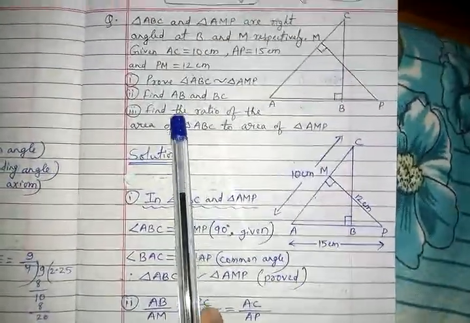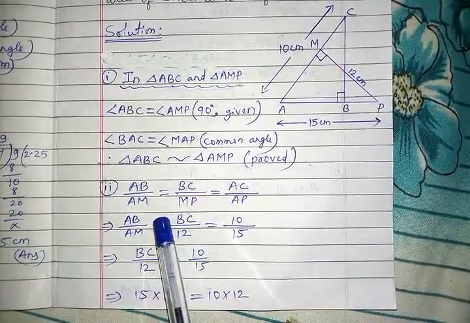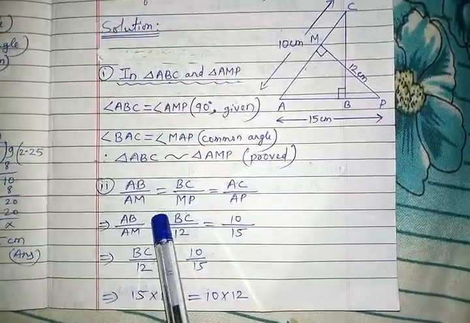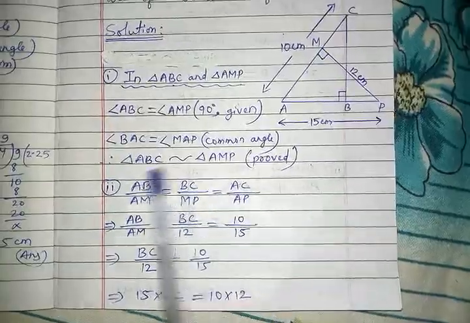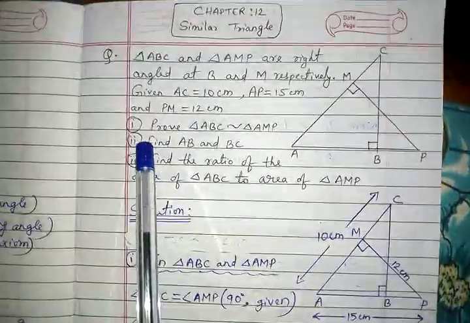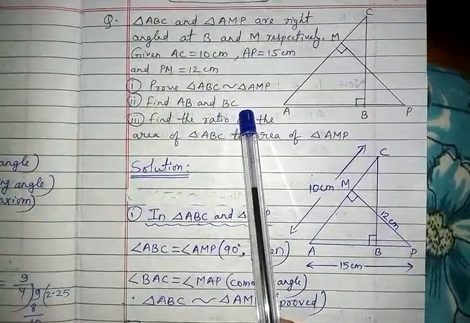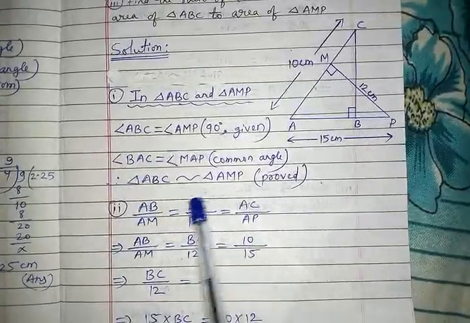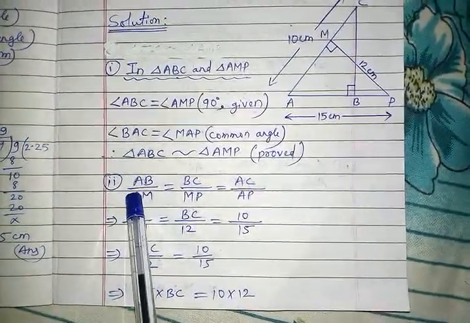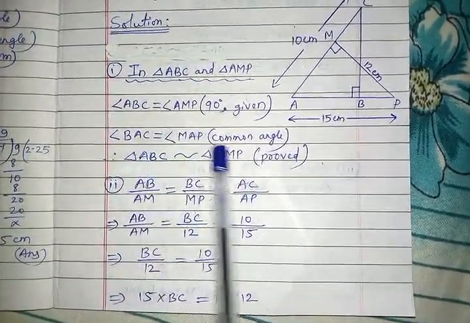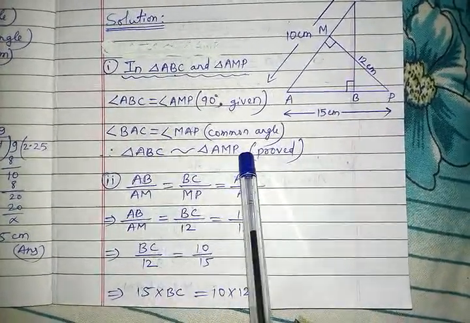Now number 2, the demand is to find AB and BC. So now we have the license to use the proportionality theorem. Once we prove the triangles are similar, we can use the proportionality theorem. Without proving similarity, we cannot use this formula. Even if question number 1 had not been asked, whenever we are finding any side using the proportionality theorem, we are bound to prove the triangles are similar. So now we can use this proportionality theorem. If I take AB, I have to take AM. You can see here AB by AM. If I take BC, then BC by MP.